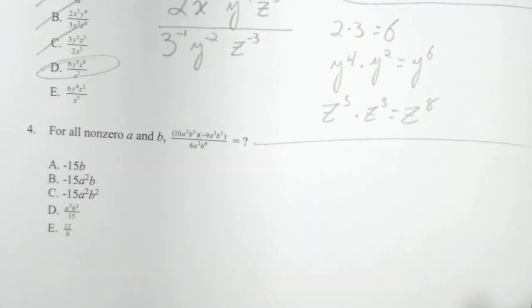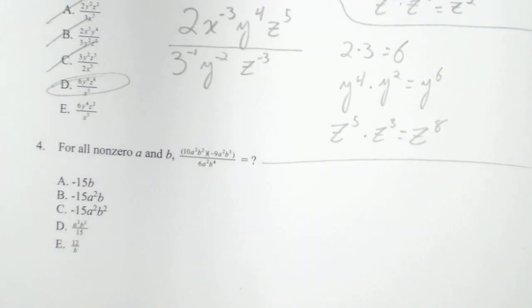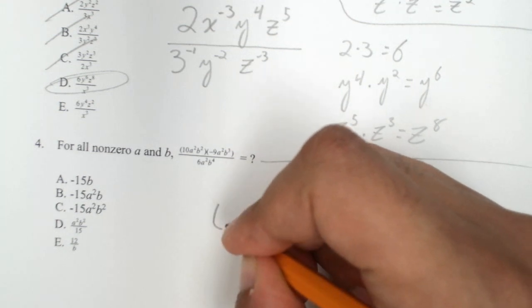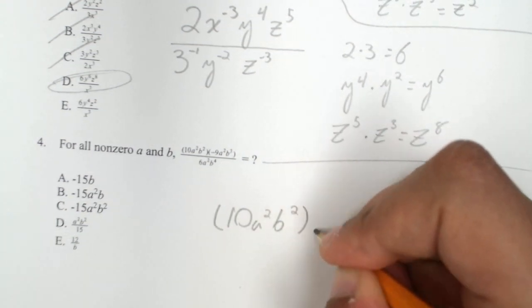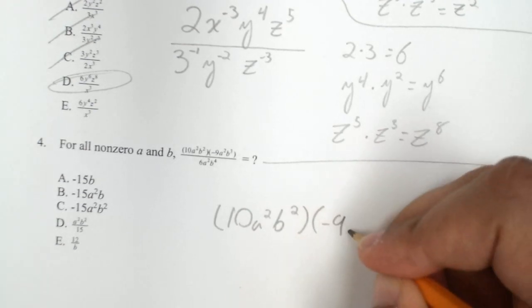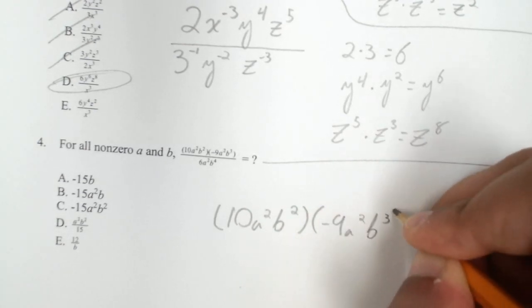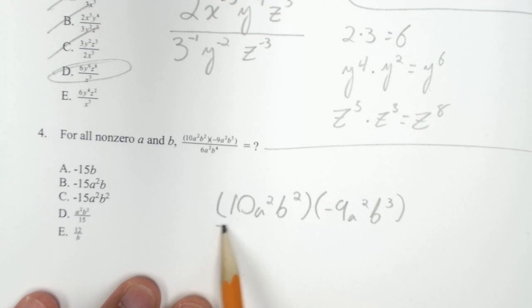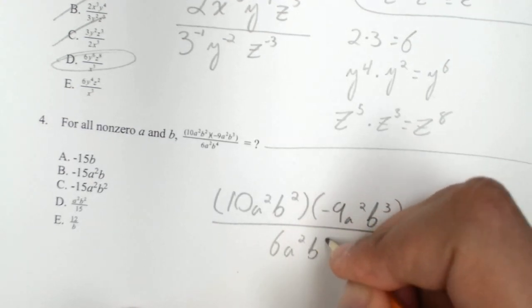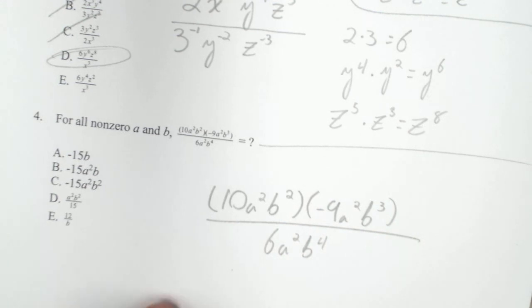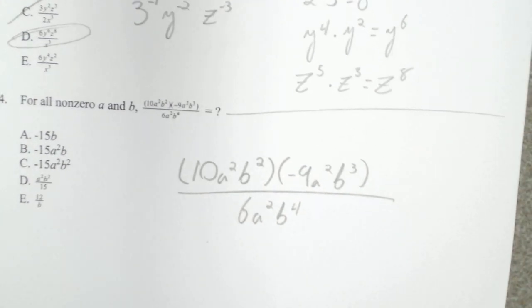Alright, moving on. Same thing, only this time we have 2 terms in the numerator. We're going to want to combine into one term before we keep going, right?